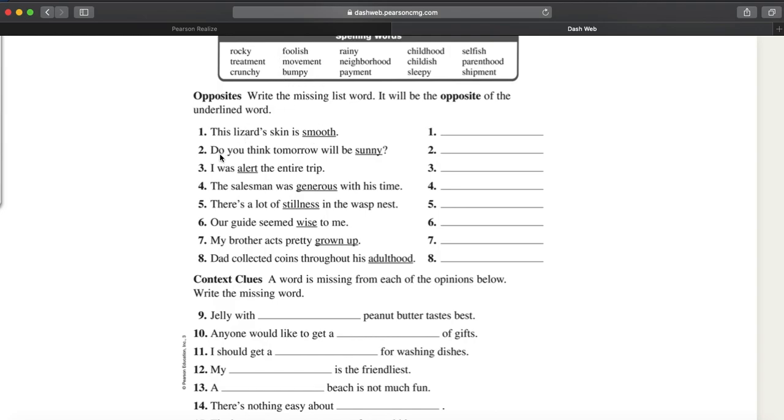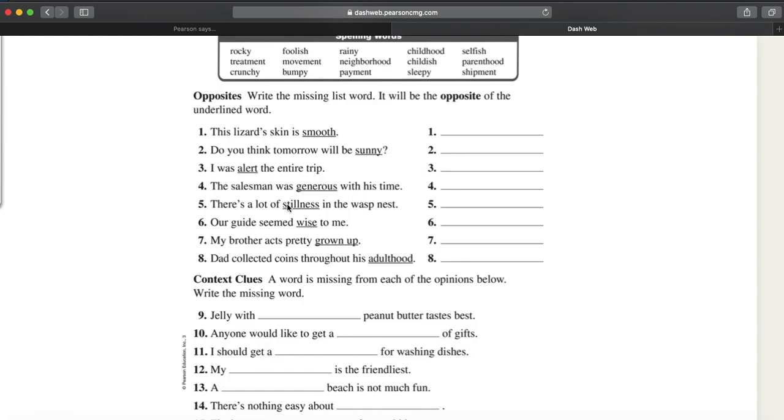Number 2, do you think tomorrow will be sunny? Now what's the opposite of the word sunny here? You can find it from here. We have sunny and rainy. Number 3, I was alert the entire trip. Meaning what, alert? I was awake, like you didn't sleep. So you are alert. What's the opposite of alert? To be sleepy, to not be alert. So the opposite of alert is sleepy.